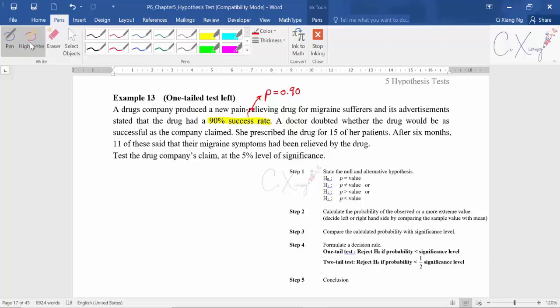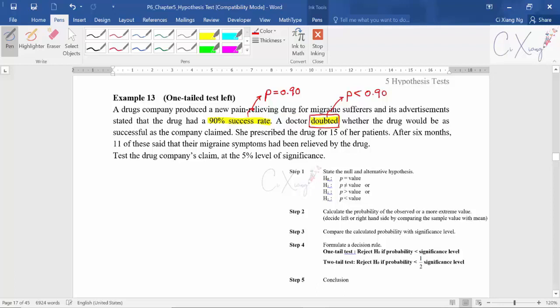So a doctor doubts. Doubt means that he does not really believe whether the drug would have the success rate the company claims. He is thinking that the rate might be lower. This keyword tells you how to form the correct alternative hypothesis. Since he doesn't really believe, when you write it in symbol form, it will be P smaller than 0.90.